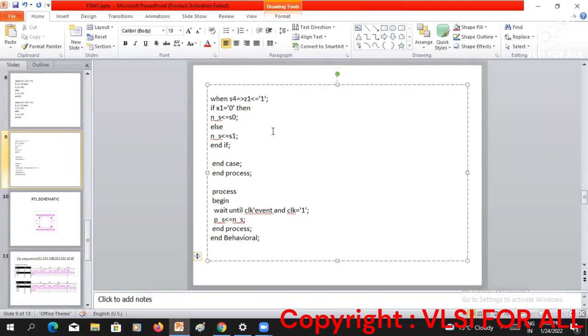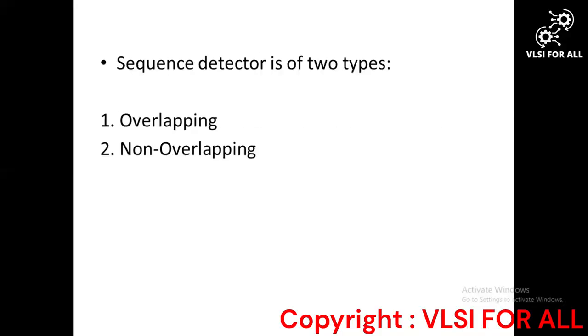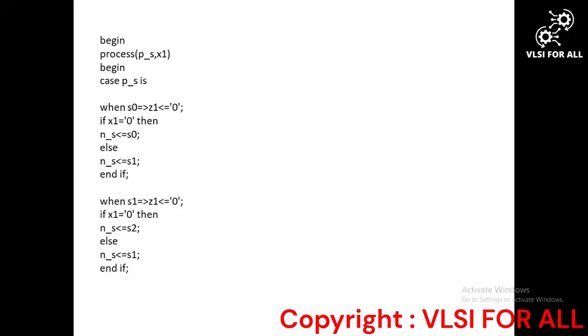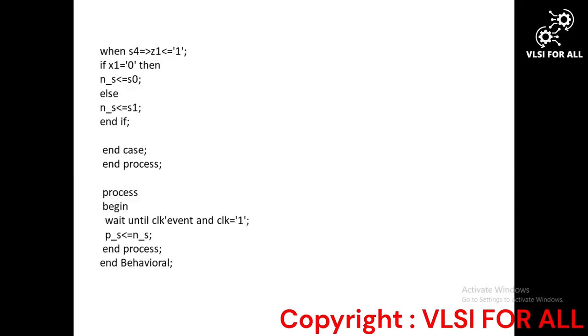So now we can see this. Our next state will go to S0, and our output is detected as 1. After that, we end the case statement and end the process statement. After that, we wait. Here we have defined that when clock event and clock equal to 1, then the next state goes to present state. After that, we end the process and end the behavioral modeling.